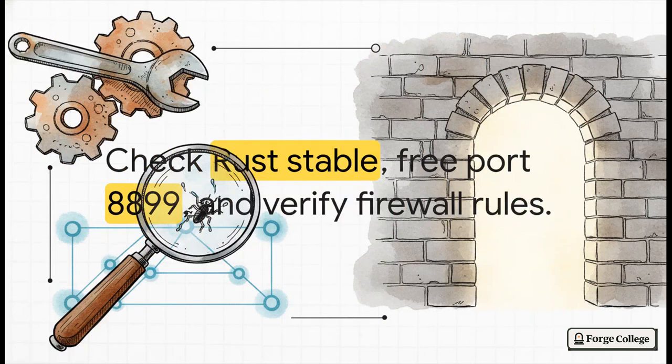Now, if you do hit a snag, don't panic. Here's a quick troubleshooting checklist. If Anchor is complaining, double-check that your Rust toolchain is actually set to stable. Getting a connection refused error? Ensure another random background app isn't hogging port 8899, and just verify your firewall rules aren't aggressively blocking your localhost. Honestly, one of those 3 usually fixes the problem right up.